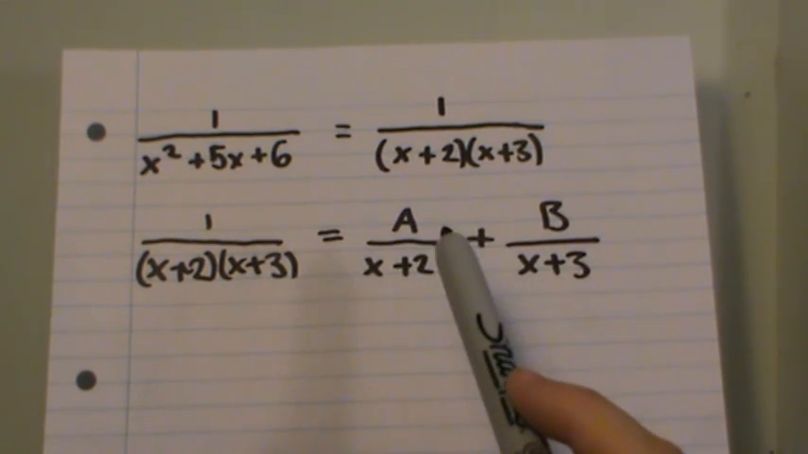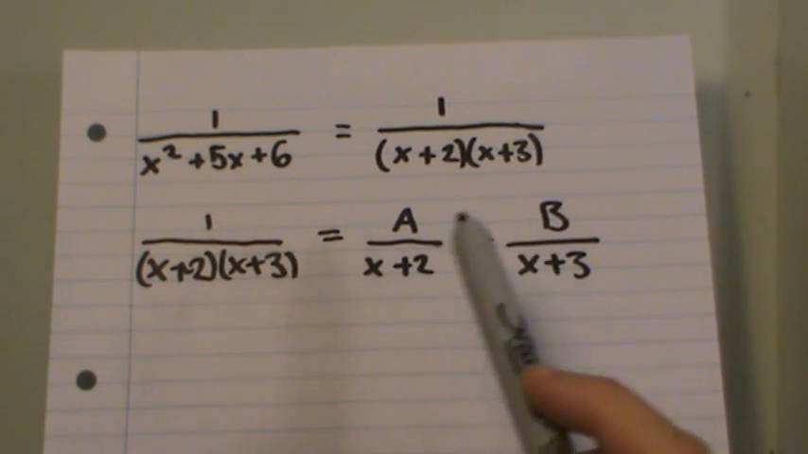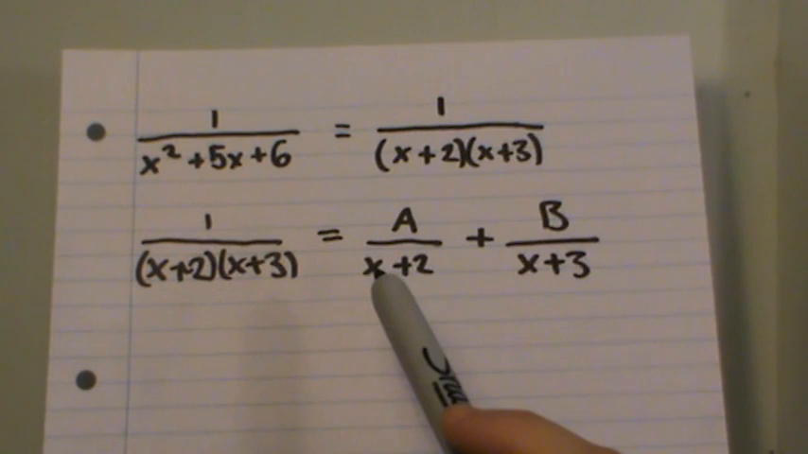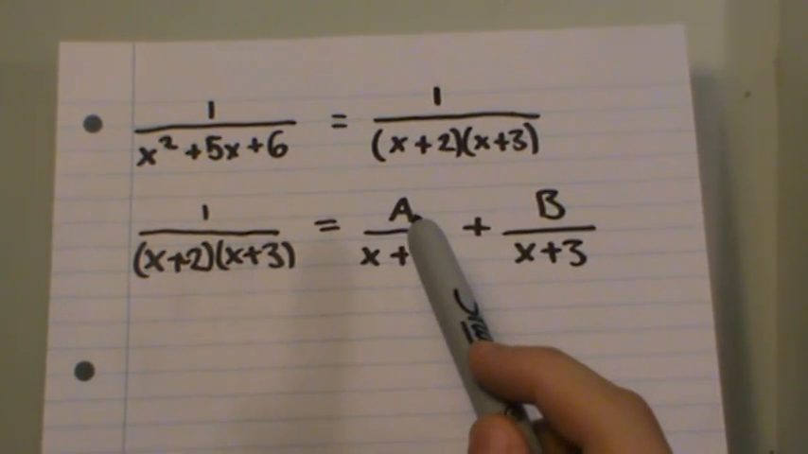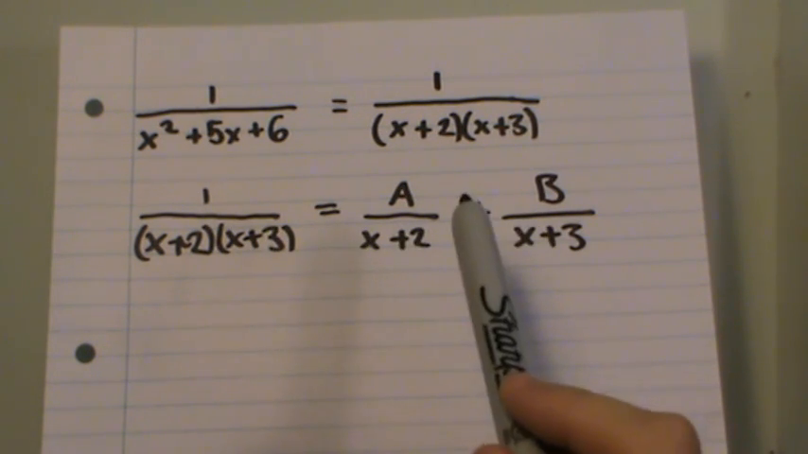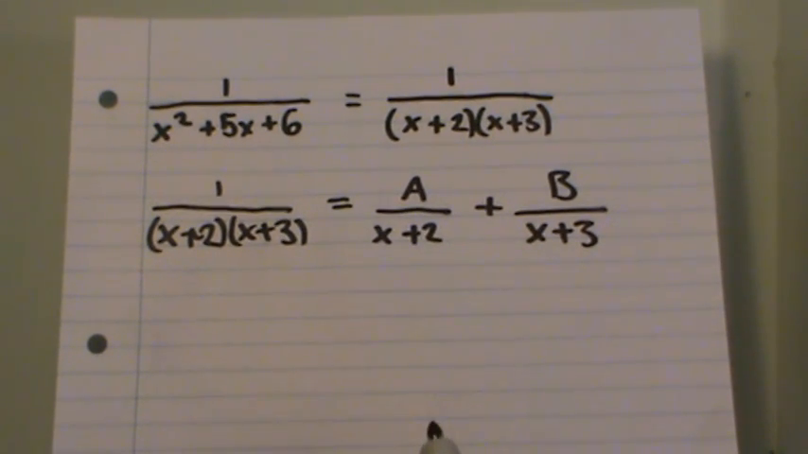And we don't know what A is, but we know that it's some sort of number. It could be negative, it could be positive. For this example, there are more advanced examples when you don't have linear factors, but we won't worry about these. So A could be anything, B could be anything, so we're going to work out what A and B are. So how can we work out what A and B are?